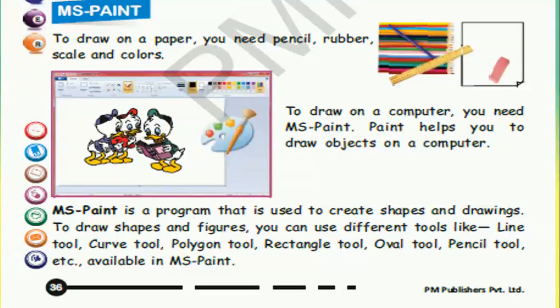MS Paint. To draw on a paper, you need pencil, rubber, scale and colors. To draw on a computer, you need MS Paint. Paint helps you to draw objects on a computer. MS Paint is a program that is used to create shapes and drawings. To draw shapes and figures, you can use different tools like line tool, curve tool, polygon tool, rectangle tool, oval tool, pencil tool, etc. available in MS Paint.